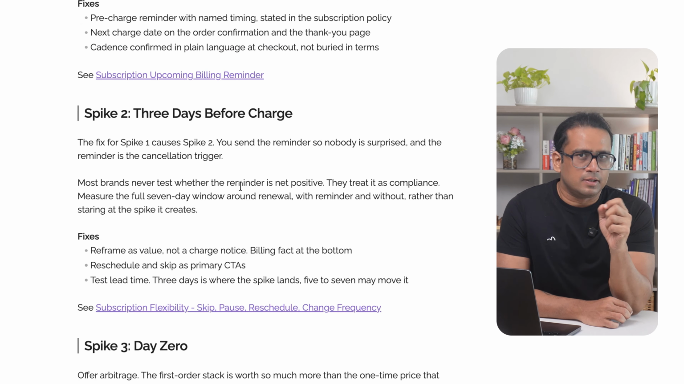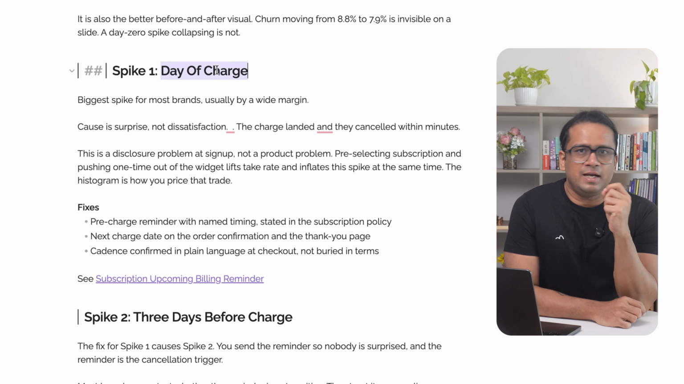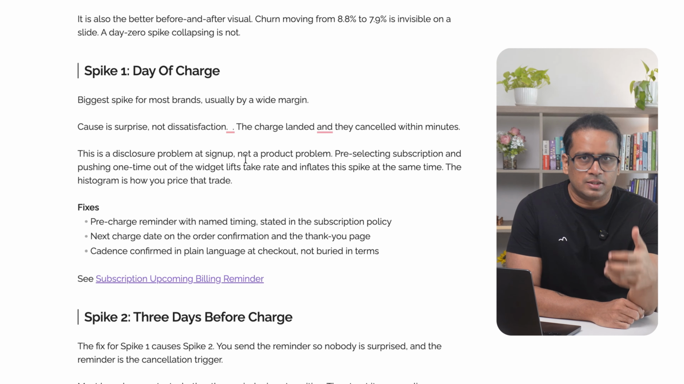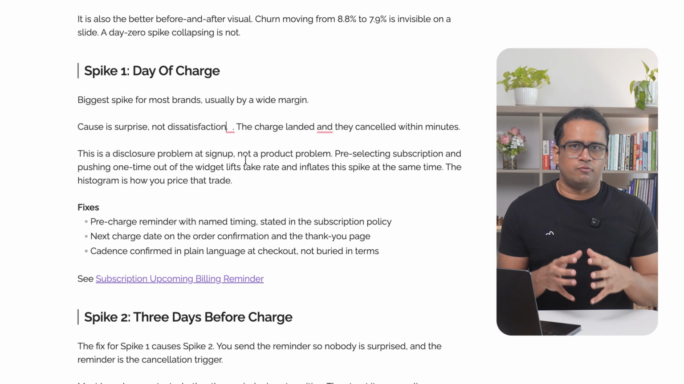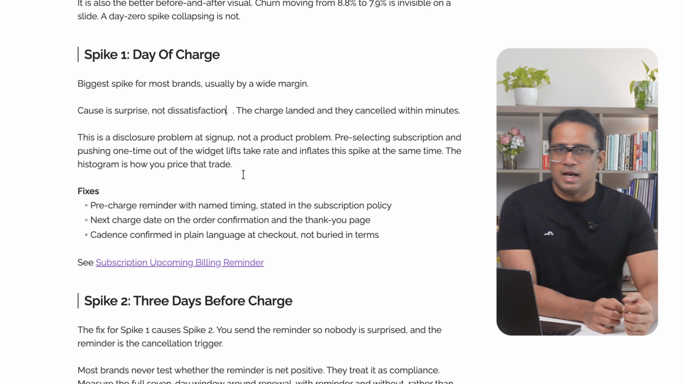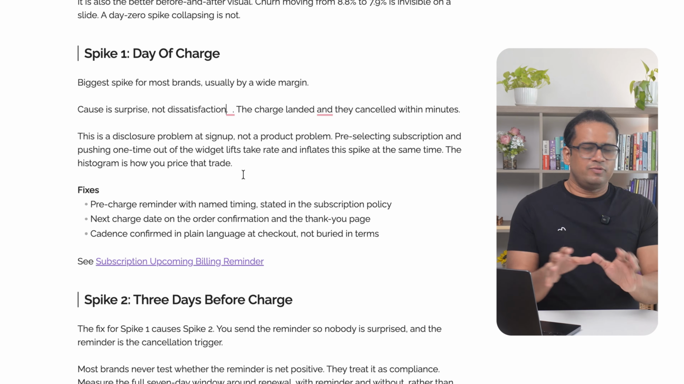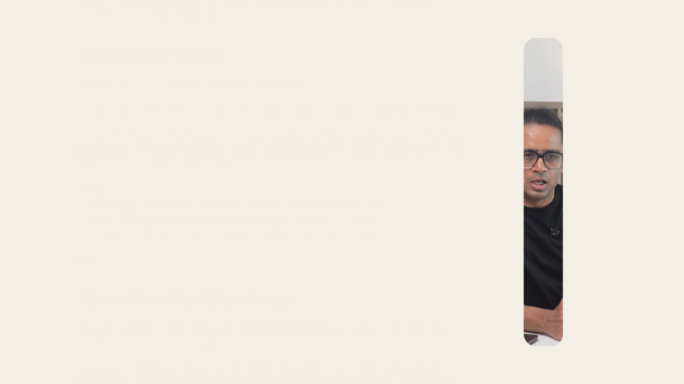Now day 30, the charge. Nobody woke up on day 91 and stopped liking the product. The card got charged. Most of these people are not unhappy. They are surprised. They forgot they had subscribed at all, and the charge reminded them. The broad fix is disclosure and value realization. It happens during onboarding, during product usage, and during the renewal emails or upcoming order emails. But the goal is to realize the value.